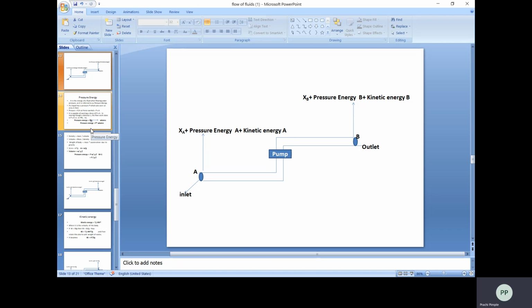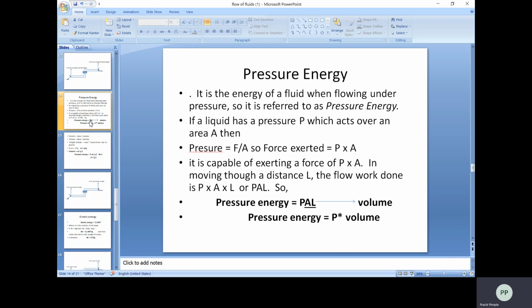Now moving ahead, we will talk about what pressure energy is. Pressure energy is the energy of a fluid when flowing under a pressure. So with the help of the pump, we have given some external pressure or external energy. So we also have a pressure energy, right?